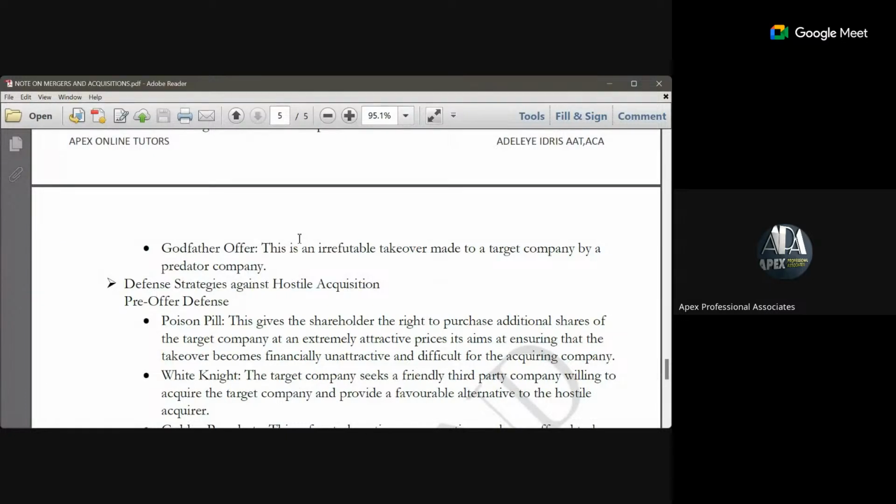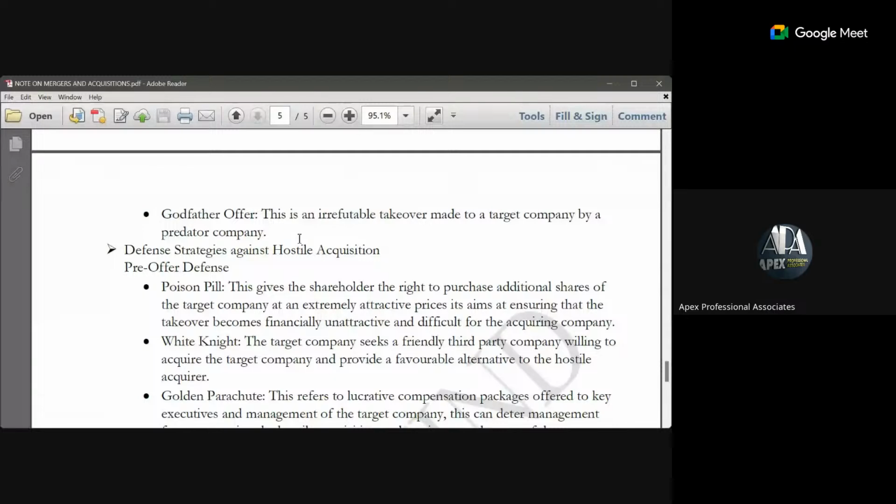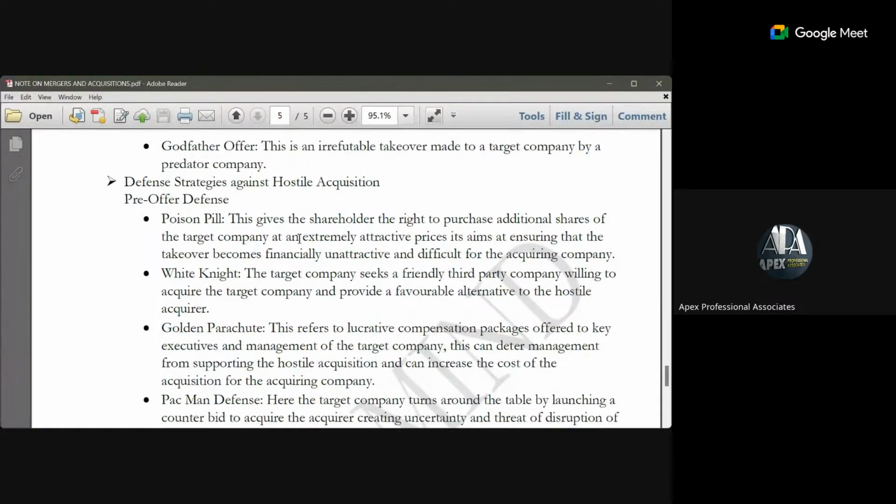Now, having mentioned the tools they use, of course, for every plan they have, there is always a counter activity from the target company. That is where we have the lack of cooperation. So now, defense strategies against acquisition.